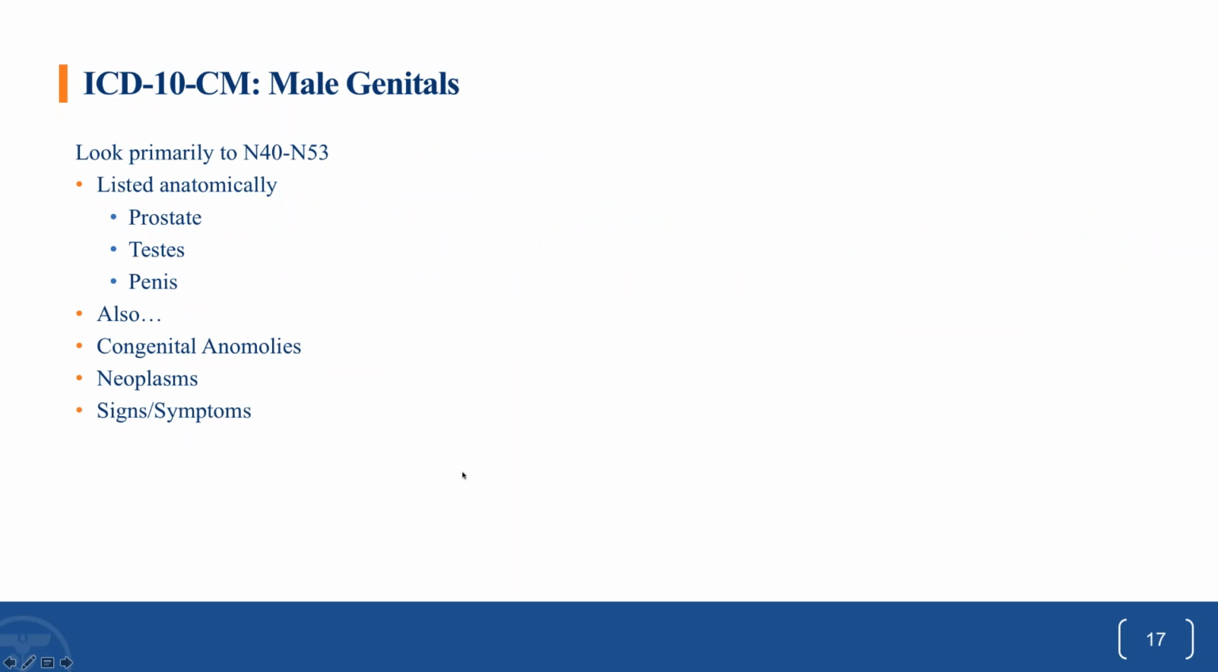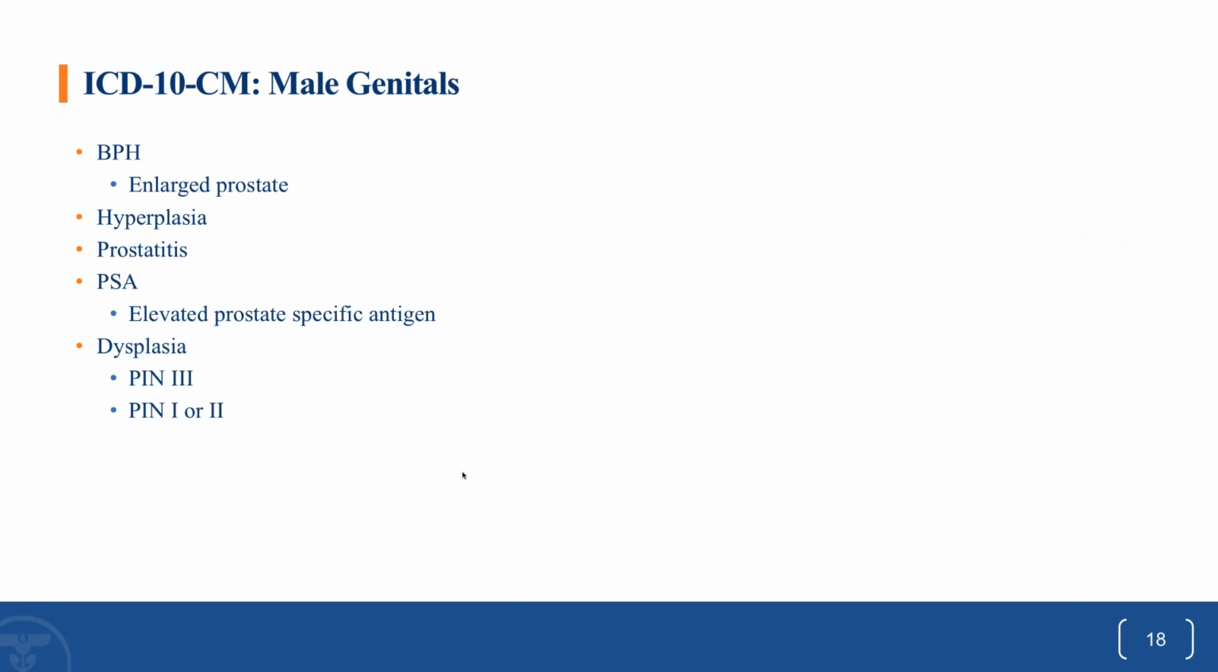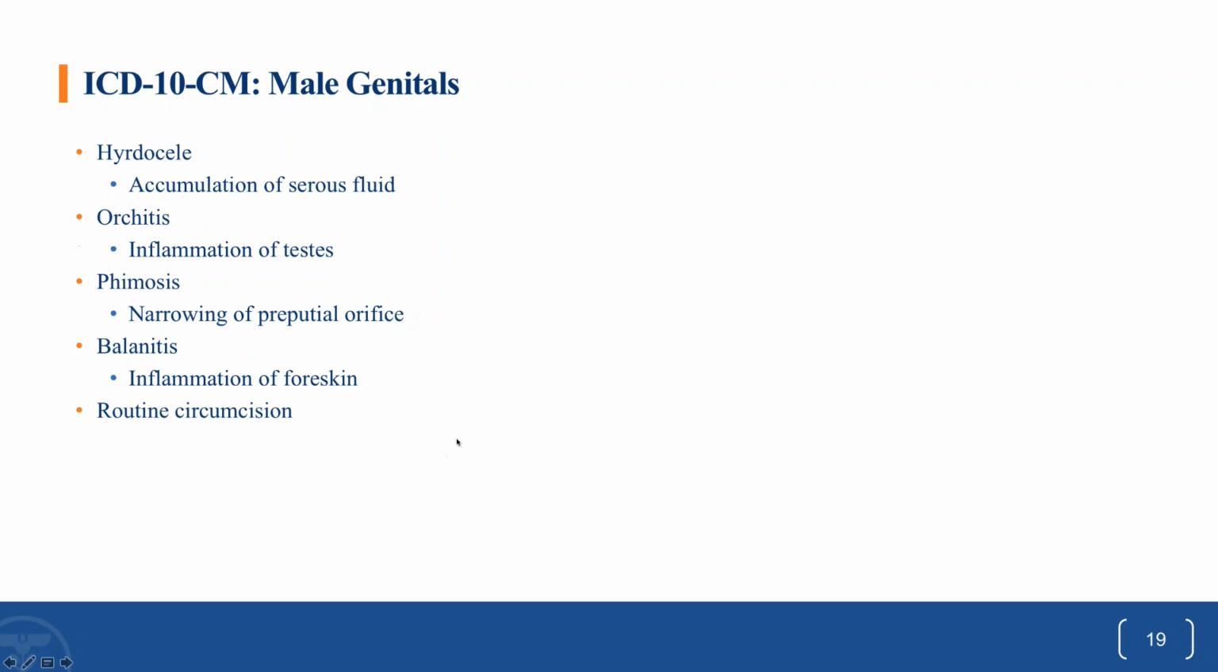I want to get to the male. Okay, so male genitals is going to start with the letter N. Okay, and here's a few acronyms. Benign prostatic hypertrophy. I believe that's what that acronym stands for. And what that is, enlargement of the prostate. Prostatitis, same thing. And the PSA is a prostate-specific antigen. Okay, those are just some terms.